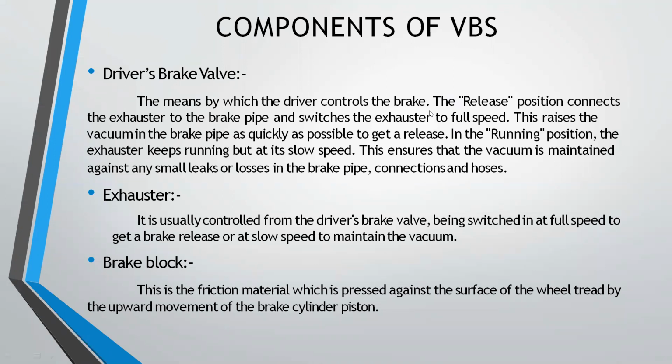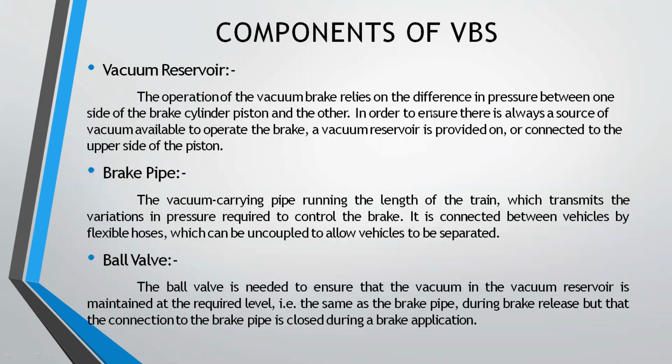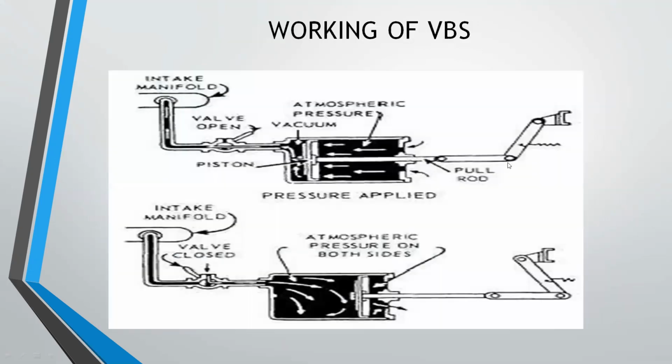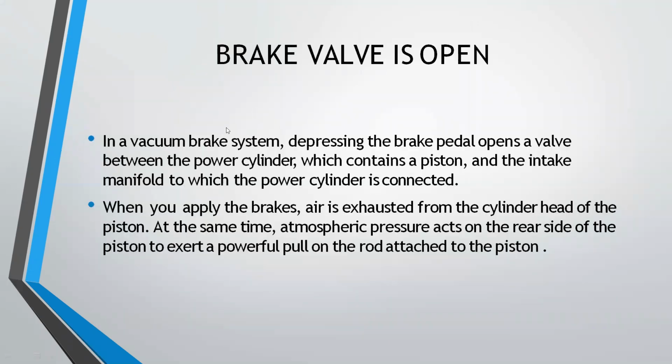You can see the exhauster. It is usually controlled from the driver's brake valve. What is the main purpose of this exhauster? It is controlled by the driver's brake valve and switched to full speed at brake release or to slow speed to maintain the vacuum. The brake block is a friction material which is pressed against the surface of the wheel by the upward movement of the brake cylinder piston. These are the different components and the working of the vacuum braking system.